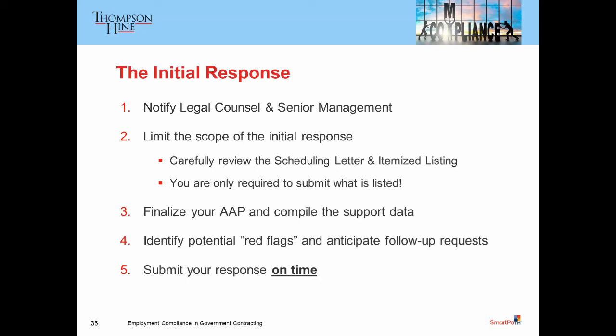Similar to a wage and hour investigation, you work with your attorneys to limit the scope of the initial response, and this starts with carefully reviewing the scheduling letter and the itemized listing. There are only 22 different types of documents being requested on the scheduling letter, so you should not provide 23 or 24. Initial response should be 22, because again, you're only required to submit what is listed. After you've gone through that and determined the proper scope, you should finalize your AAP and compile all that support data, and it ranges from documentation of reasonable accommodations provided to data of hires, applicants, terminations, and promotions.